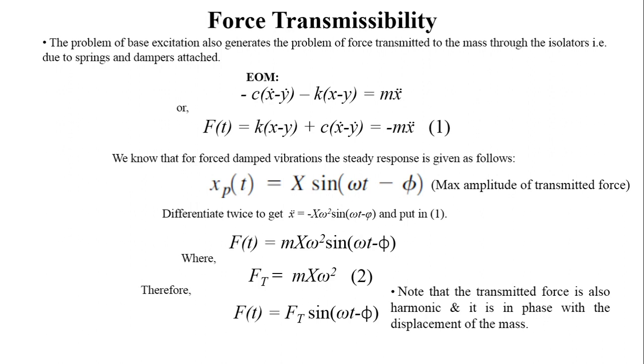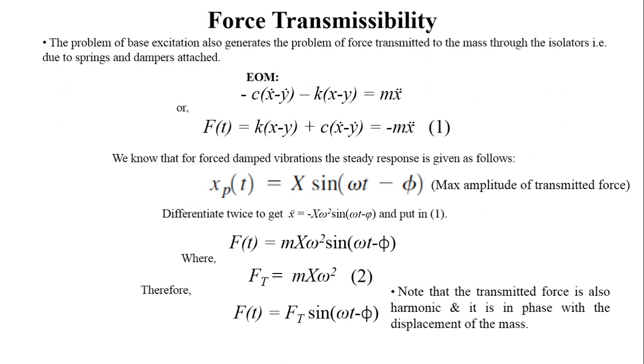These components in the vibrating structure, that is the stiffness and the damper, will be responsible to transmit the force to the inertia element from the base. If the base is moving, it is an excitation, and this transmitted force is actually equal to the inertia force. So we know that the particular response of the damped forced vibration is given by this expression, X sine omega t minus phi, where X is the amplitude.